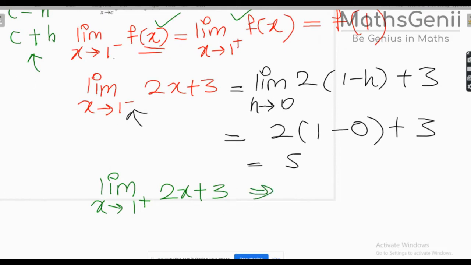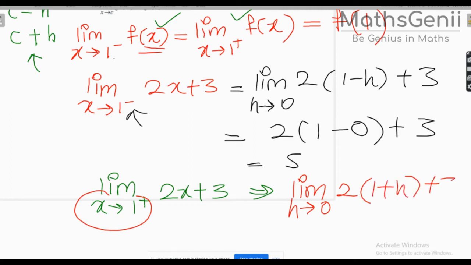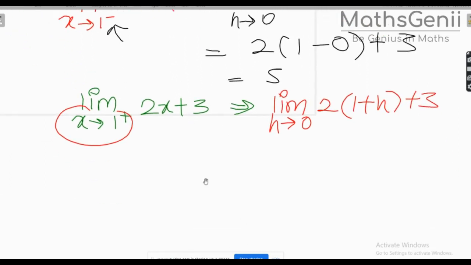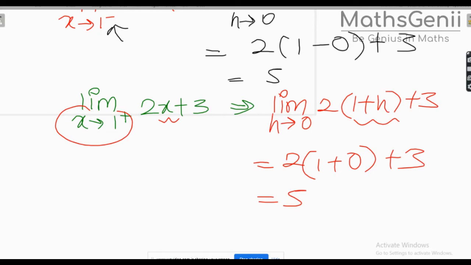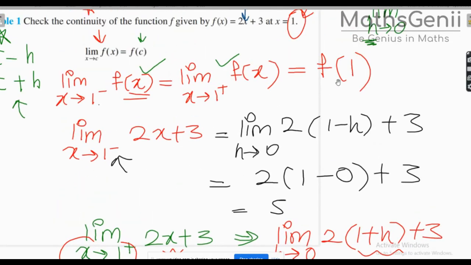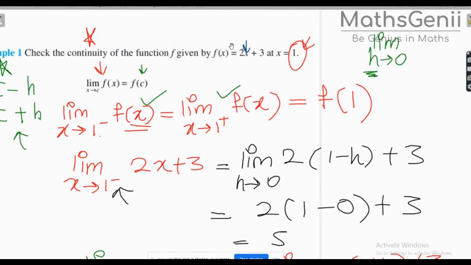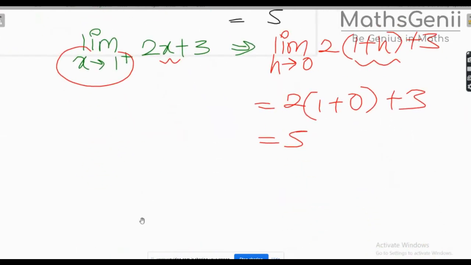First I'm going to convert this x into h. Limit h tends to 0, the function as it is, and in place of x I have substituted c plus h. Now again remove the limit sign and substitute 0. So what are you getting? 5. So come on, right-hand and left-hand limit are equal. Now what remains? f of 1. So you have to find f of 1.